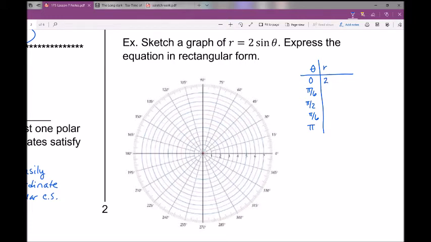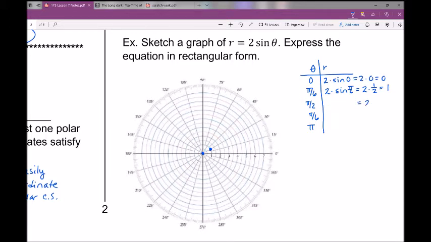So for the first one, we have 2 times the sine of 0, which is 2 times 0, which is 0. So our first point is going to be 0, 0, and that would be right there. Our next one, we have 2 times the sine of pi over 6, and so that would be 2 times 1/2, which is 1. So we go out to the circle of radius 1 and up to the angle pi over 6.